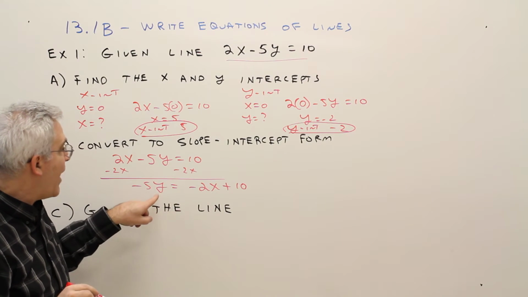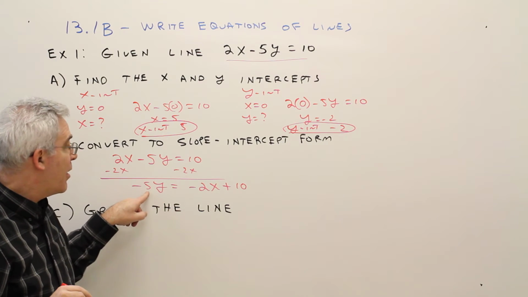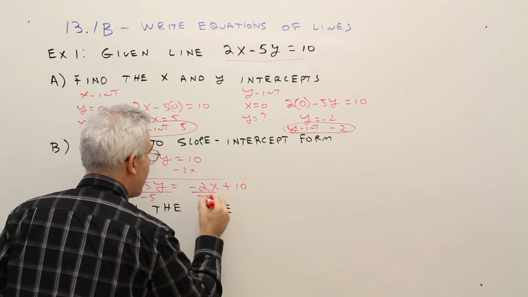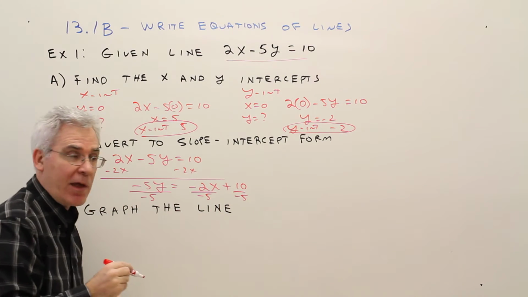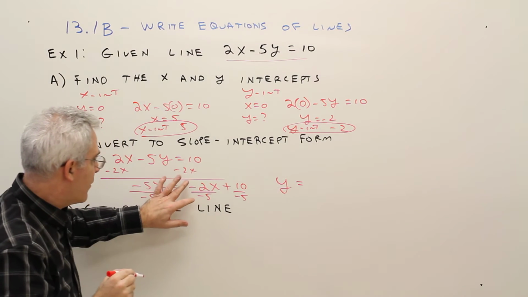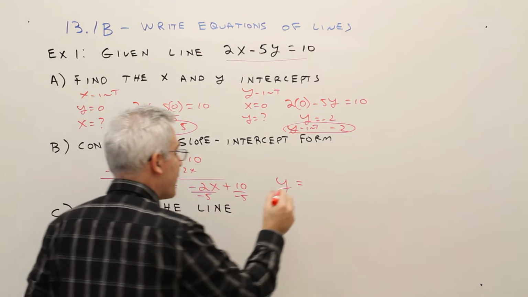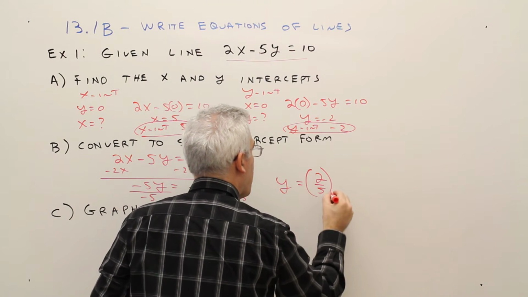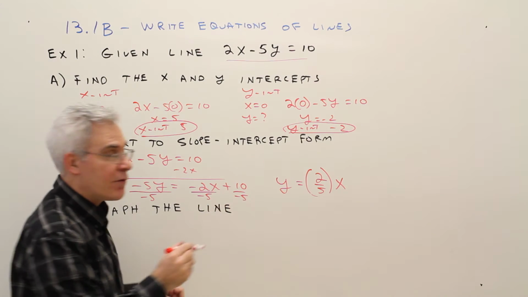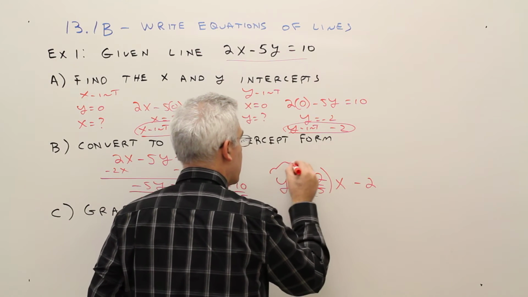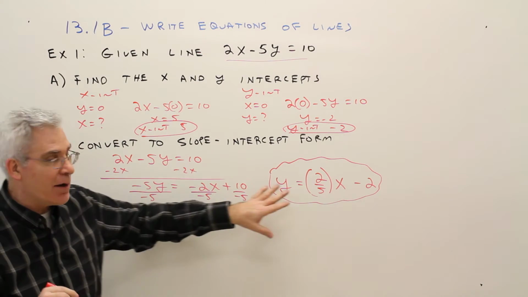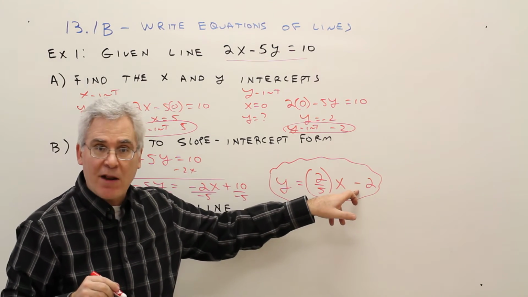And then what I'm going to do is divide each and every term by minus 5. So divide this by minus 5, this by minus 5, and that by minus 5. And I will obtain y equals 2/5 multiplied by x, that's the slope times x, minus 2. Notice you can't just divide the whole side by negative 5. We need a number times x plus or minus a number.